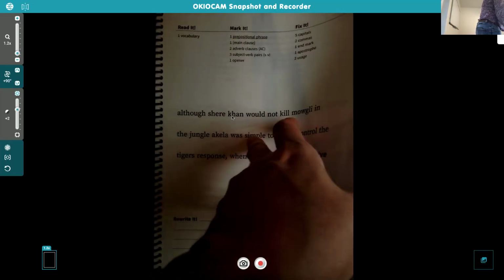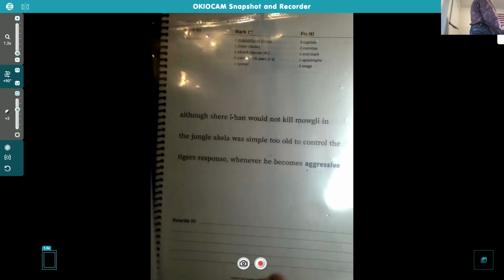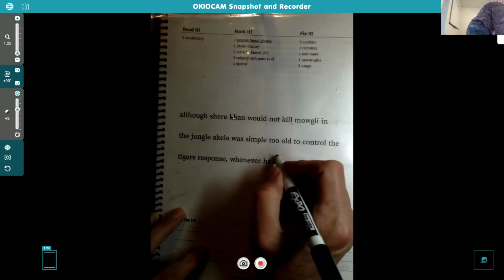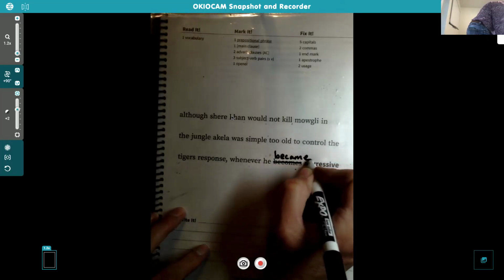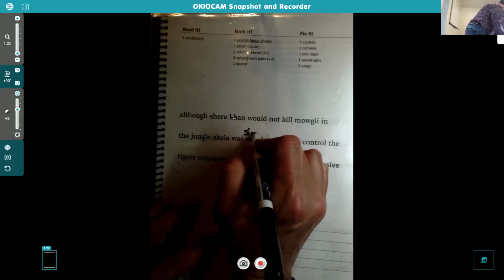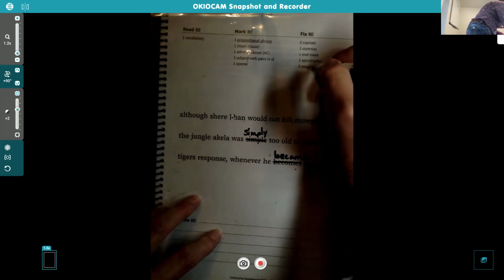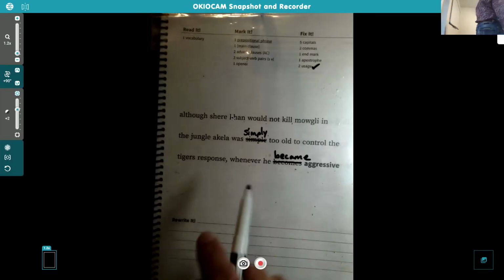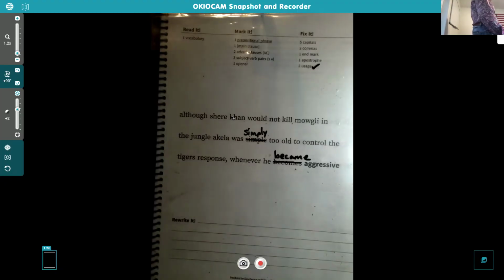Miles, could you read the sentence, please? "Although Shere Khan would not kill Mowgli in the jungle, the killer was simply too old to control the tiger's response whenever he became aggressive." You naturally fixed "becomes" to "became," so let's fix that. That is correct. And did you say "simply"? That is the other usage error. Did you know you fixed it, or did you just do it without even realizing it? Because it sounds weird to say "it was simple too old." Does it sound right? Simply.